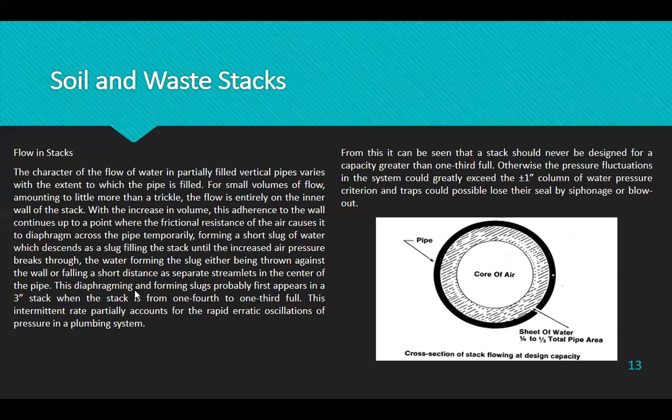The diaphragming and forming stock probably first appear in a 3-inch stock when the stock is from 1/4 to 1/3 full. This intermittent rate partially accounts for the rapid erratic oscillation of pressure in the plumbing system. From this, it can be seen that a stock should never be designed for a capacity greater than 1/3 full. Otherwise, the pressure fluctuation in the system could greatly exceed the plus or minus 1-inch column of water pressure criterion, and traps could possibly lose their seal by siphonage or blowout.